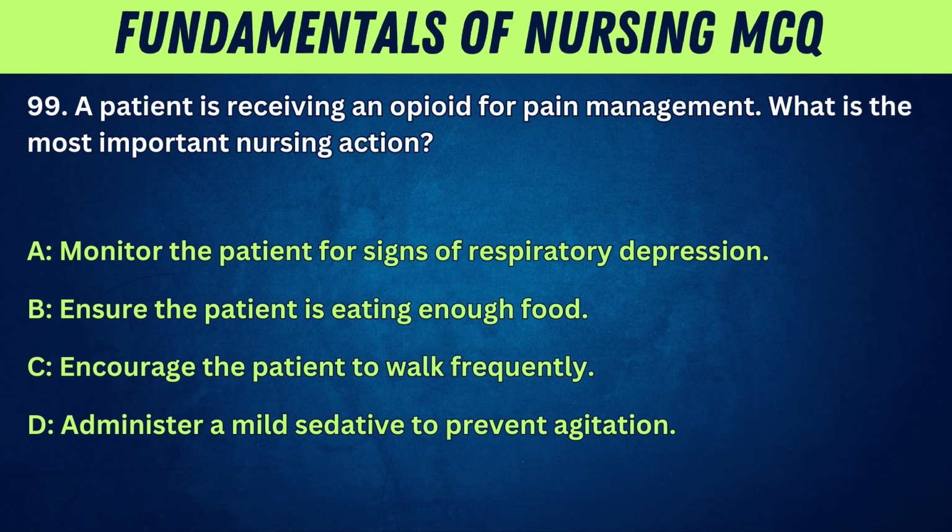99. A patient is receiving an opioid for pain management. What is the most important nursing action? A. Monitor the patient for signs of respiratory depression. B. Ensure the patient is eating enough food. C. Encourage the patient to walk frequently. D. Administer a mild sedative to prevent agitation.